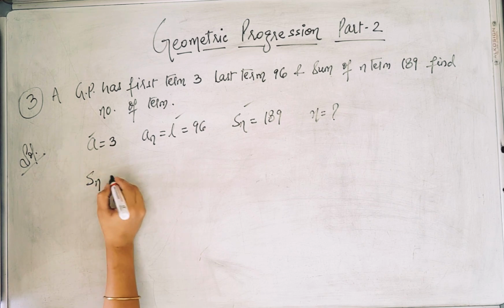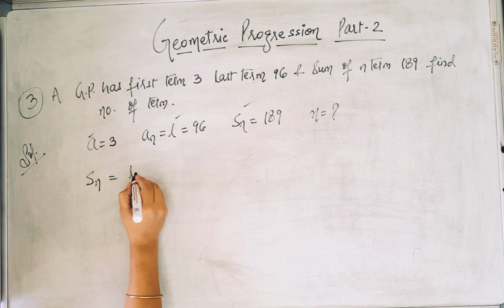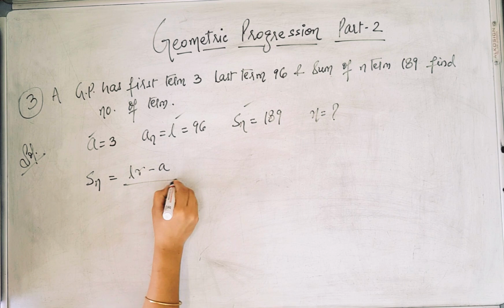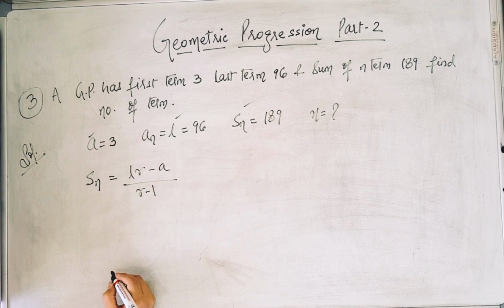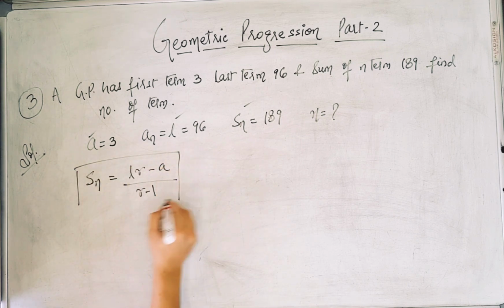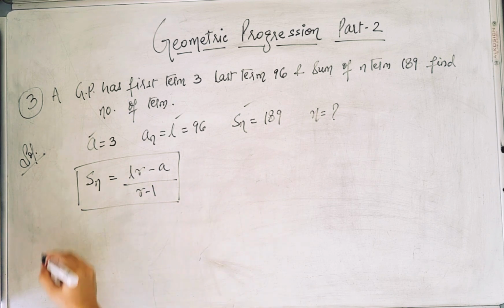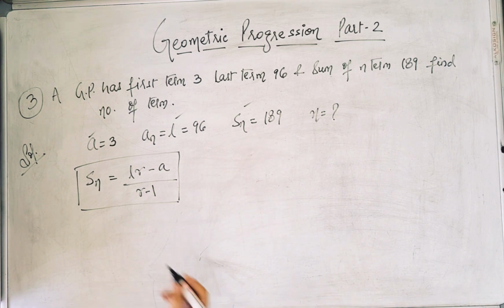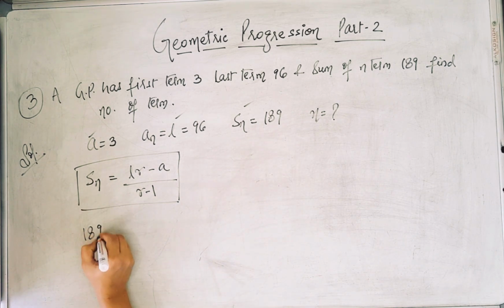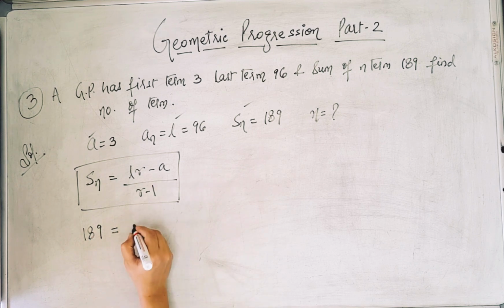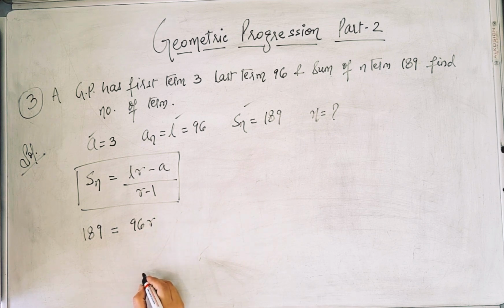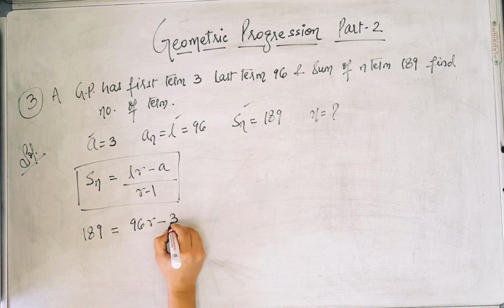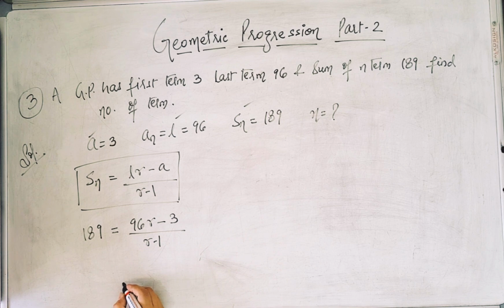So we can apply the formula that is (L into R minus A) upon R minus 1. This is the formula which is used when the first and last term are given in the question along with the sum of n terms. So now we'll apply this formula, that is 189 equals L is 96, R we don't know, so we'll write R only, and A is 3, upon R minus 1.